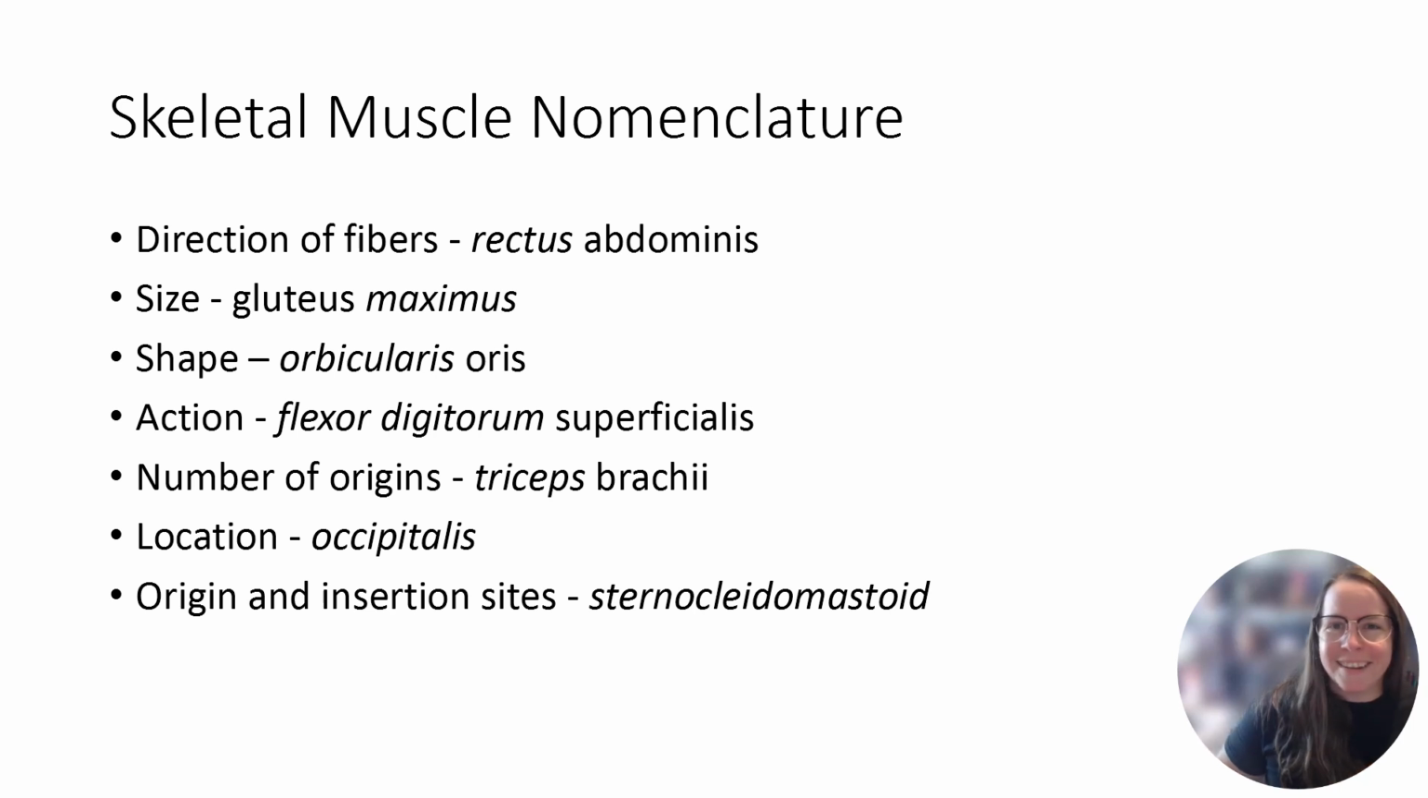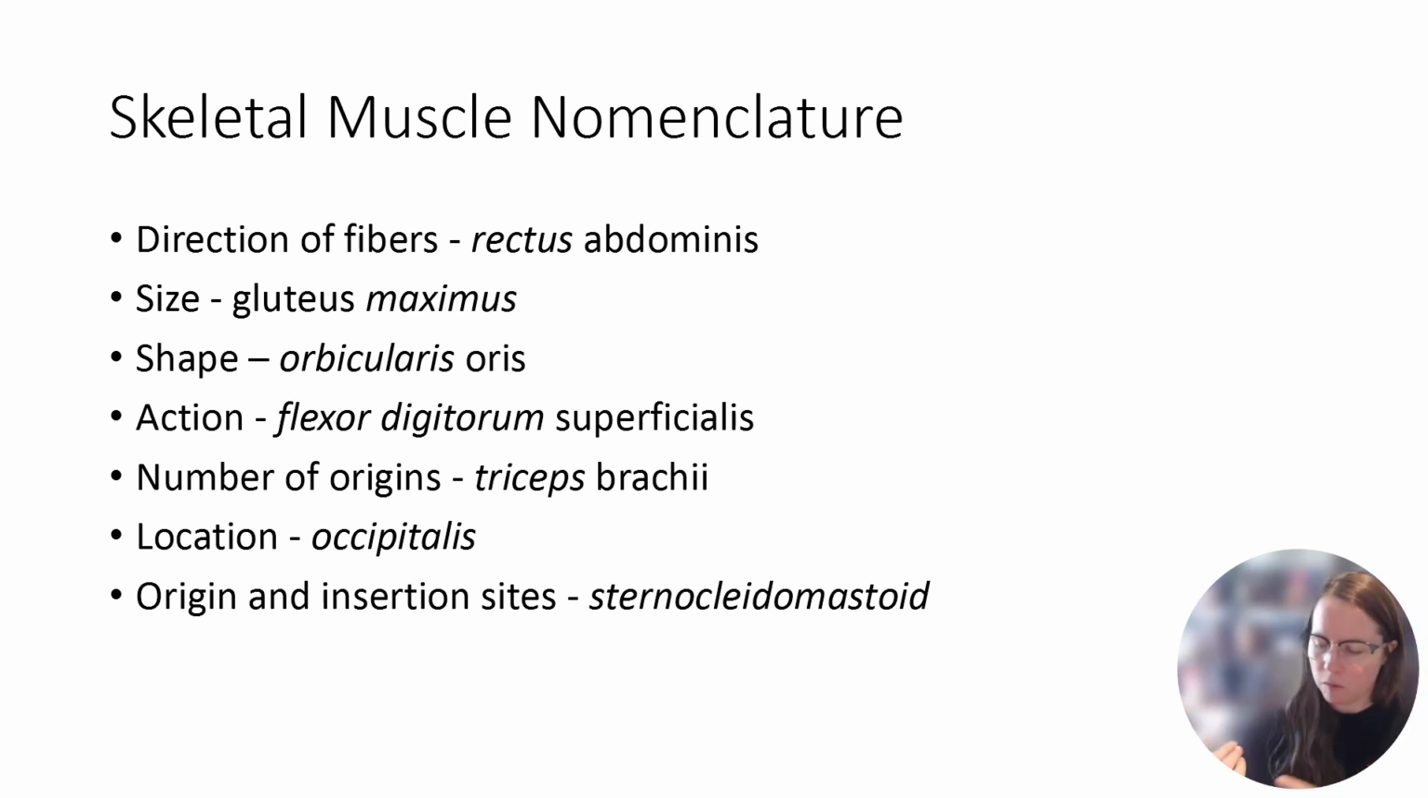Okay, a couple more things. First off, this is going to help you with lab. Every muscle we're learning, and we're not learning that many, their names will give you a clue to something. What it looks like: rectus, straight up and down. How big it is: maximus, large. What's its shape: orbicularis, it's going to be circular. Piriformis, it's going to be pear-shaped.